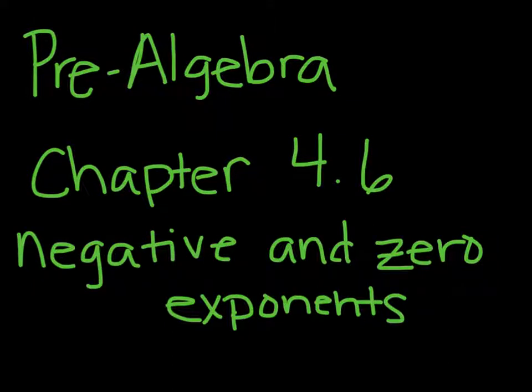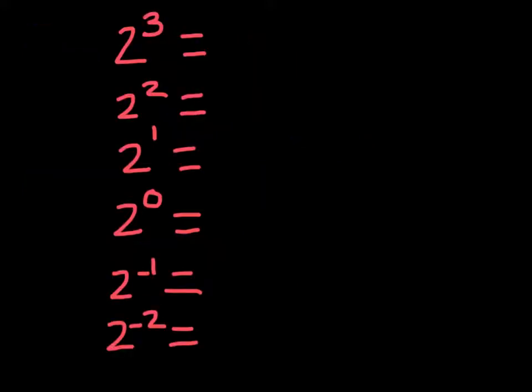Hello, pre-algebra students. This is Chapter 4.6, Negative and Zero Exponents. Thus far in pre-algebra, we've been working with positive exponents. Let's consider the following pattern of powers of 2 to help us understand how negative exponents might work.